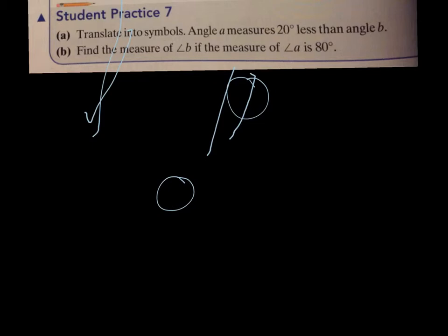Translate into symbols. Angle A measures 20 degrees less than angle B. Find the measure of angle B if the measure of angle A is 80 degrees. So they're giving us angle A. Angle A is going to equal 80 degrees, right? So then I'm going to put 80 degrees here, equals. And then they also said angle A measures, and so we're going to pretend that's our equals sign, measures equals 20 degrees less than angle B, right?